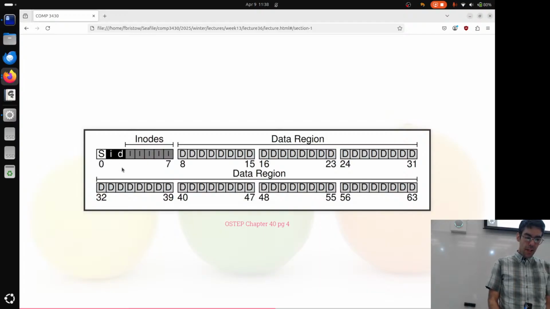And the entire thing here has been broken down into blocks. The super block is a block. The inode bitmap is a block. The data bitmap is a block. Each part of the inode table is a block. Everything is a block. They're all fixed in size, and they're all the same size as each other.